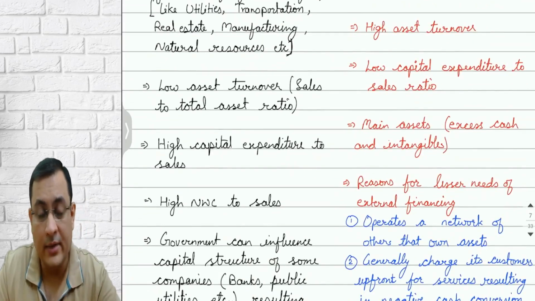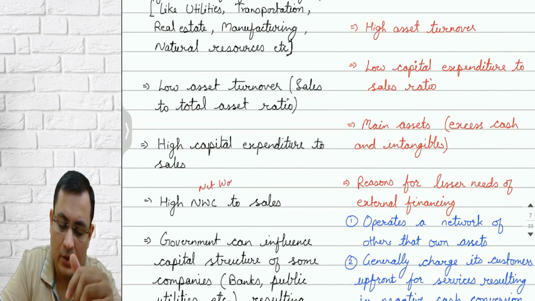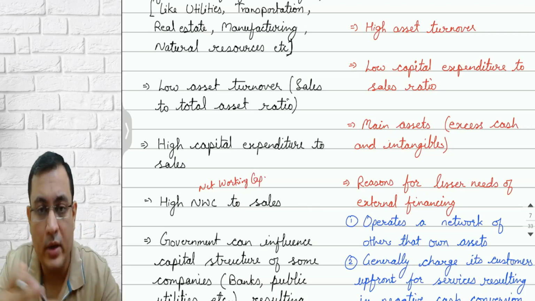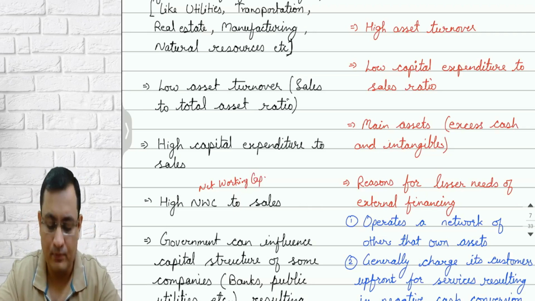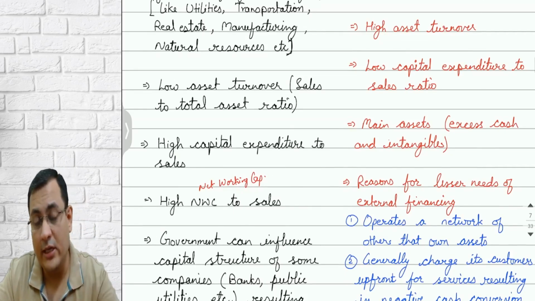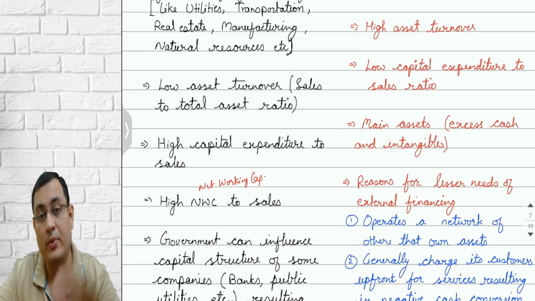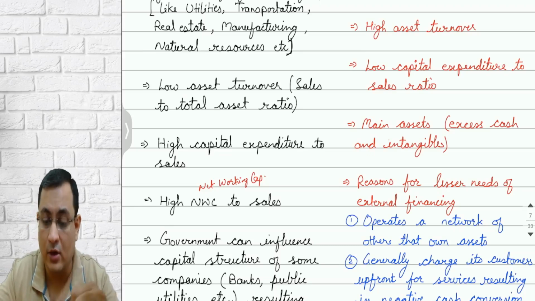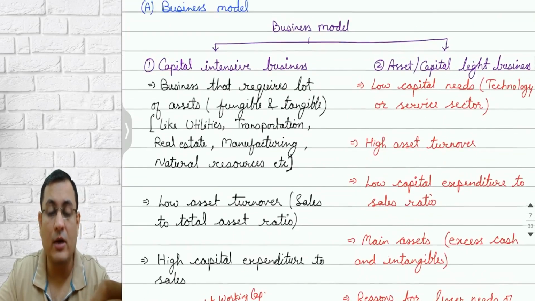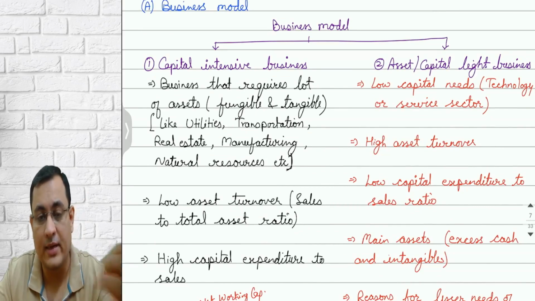High net working capital will also be required. Why? Because you need to hold more inventory, and you have to give more credit to your receivables. Sometimes for these businesses, even the government influences the capital structure, that you need to bring this much equity. For banking, generally there are rules for capital adequacy norms. So these businesses are called capital intensive businesses, where more capital is required in the form of financing from your investors.